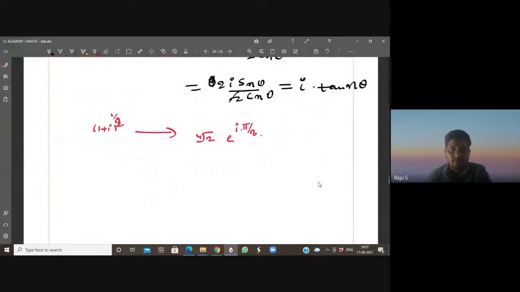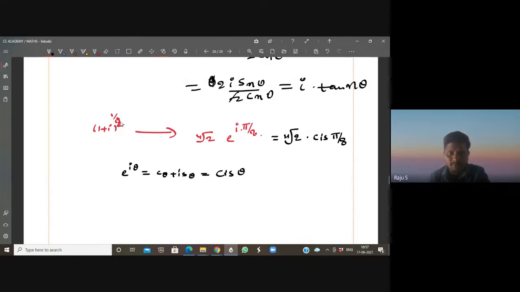Fine, students. See, simple. What is e power iota theta? Shall I write cos theta plus iota sin theta? Shall I write this as cis theta? In the same way, fourth root of 2 into e to the power of, shall I write this as cis pi by 8? Yes.